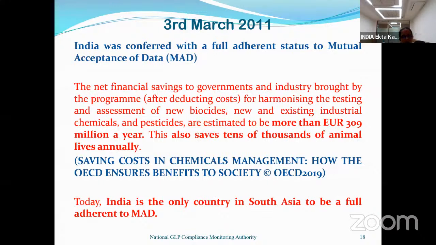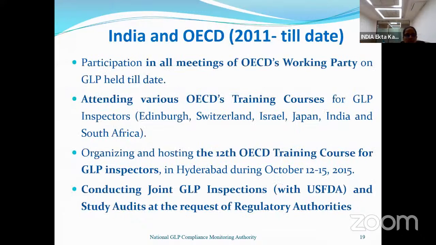Just to reiterate, today India is the only country in South Asia to be a full adherent to MAD, and our neighboring countries, especially China, is not even a provisional member of the OECD as of now. So from 2011 till date, India has been participating in all the meetings of GLP. We have been attending various OECD training courses for GLP inspectors, which were held in different places: Edinburgh, Switzerland, Israel, Japan, India, and South Africa.